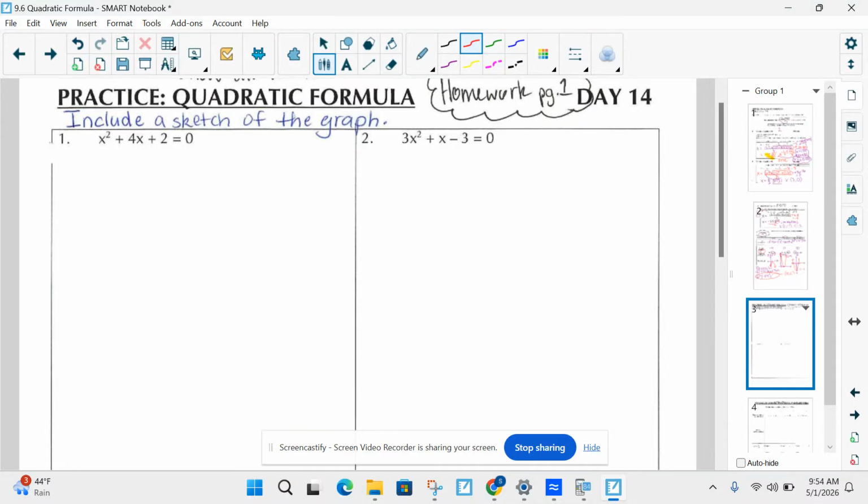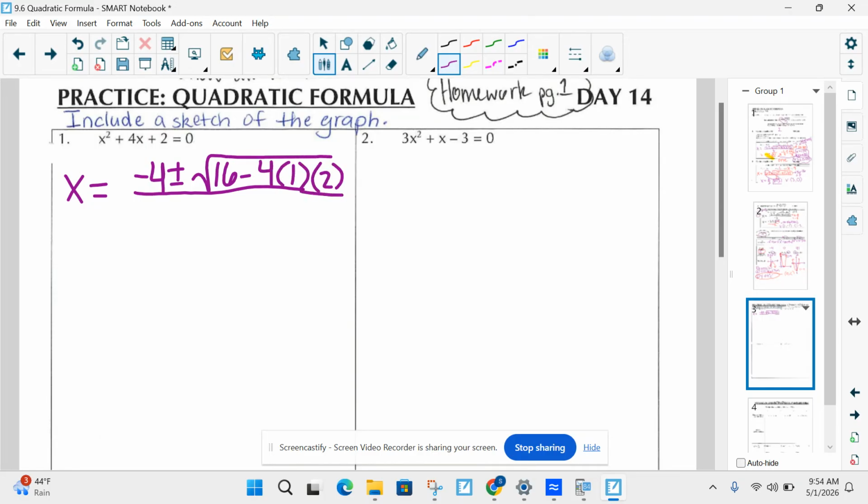All right, since we have some time, let's do this one together. So x equals. Just start using the formula, because if you feel overwhelmed, just use the formula. Negative b is -4, plus or minus the square root of b squared, which would be 16, minus 4 times a, which is 1, times c, which is 2, all over 2a, which is 2.